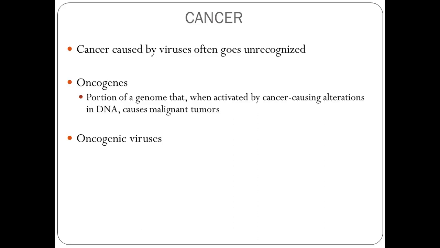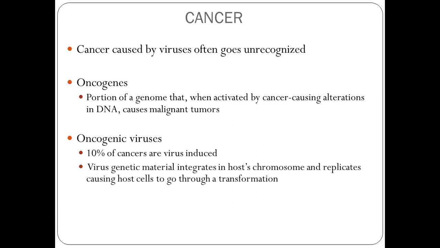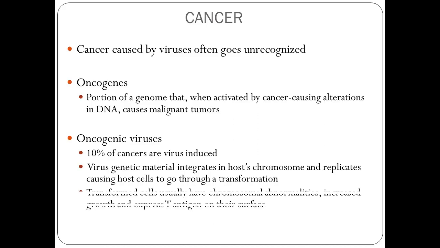Oncogenic viruses. 10% of cancers are virus-induced. The genetic material of oncogenic viruses becomes integrated into the host cell's DNA. So the virus genetic material integrates into the host chromosome and replicates, causing the host cells to go through a transformation. Transformed cells usually have chromosomal abnormalities, increased growth, and express T antigen on their surface.